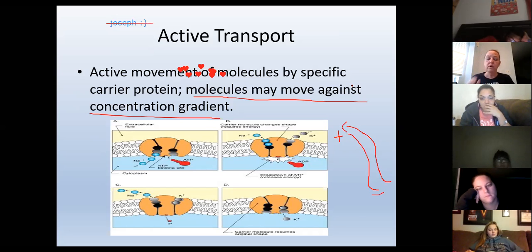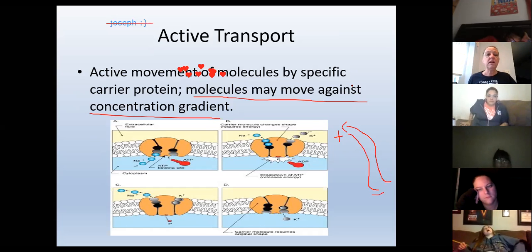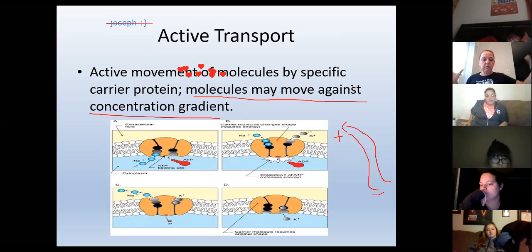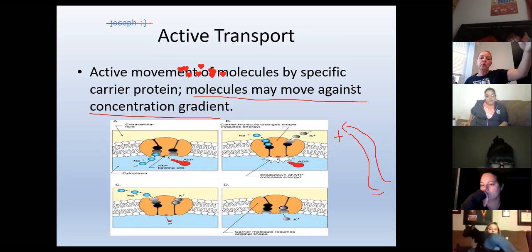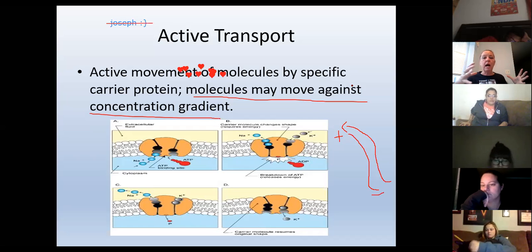So if we're talking about moving against the gradient, let me give you another analogy. So we've left the Texans game. Everybody is inside the stadium moving to the parking lot. We're moving from a high to a low concentration. And I am moving with the crowd. That does not take any energy.